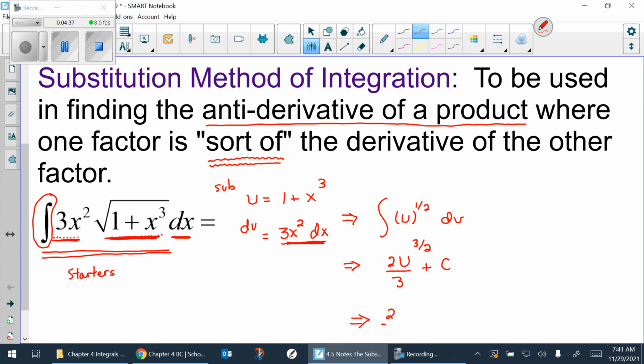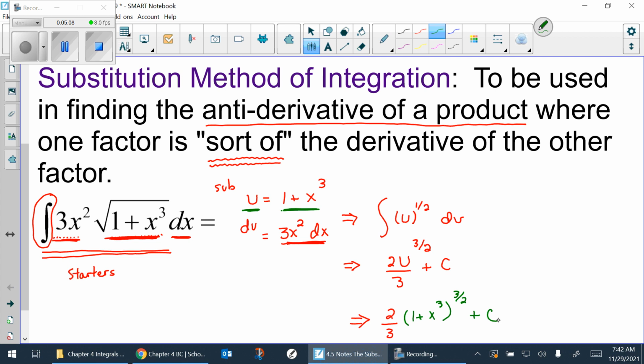We've got, well, I'll call it 2/3. But instead of writing this u right here, I'm going to write what u is in terms of x's. I've got to put x's back in the game. I've got to take 1 plus x cubed to the 3/2 power plus c.